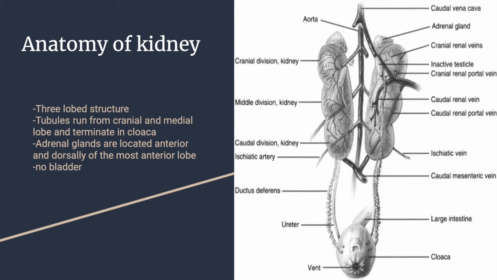So here in the kidney, you can see it's a 3-lobed structure. The tubules run from the cranial and medial lobe, and they terminate in the cloaca. The adrenal glands are located anterior and dorsally of the most anterior lobe, and also chickens do not have a bladder.